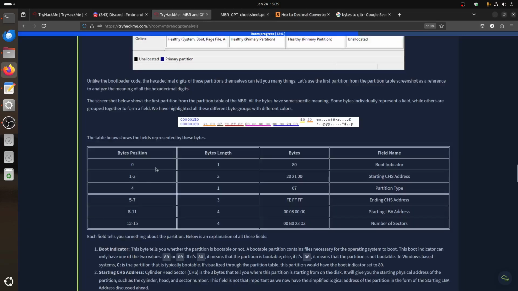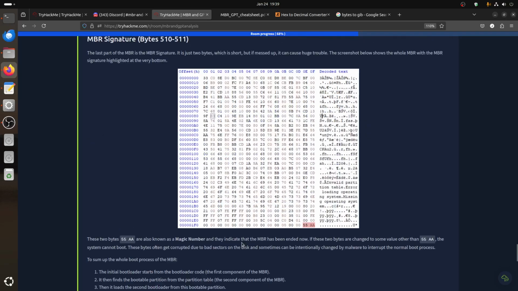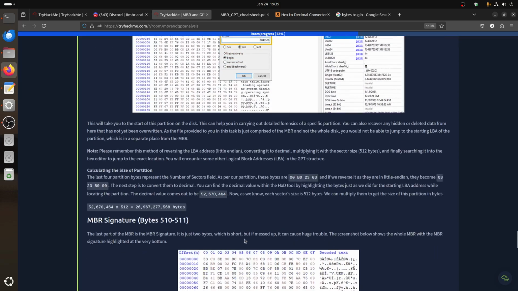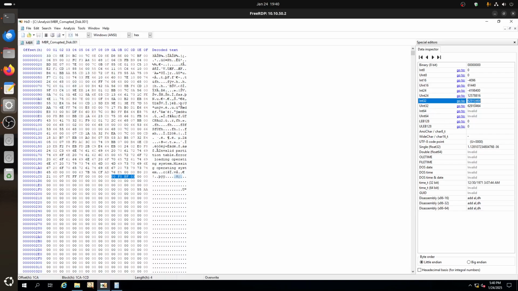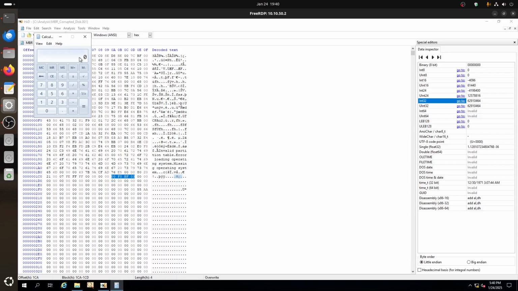And then what we do is multiply by 512. Is this calculator the problem? I can't blame the calculator, guys, but copy. Don't trust Windows. Multiply by 512. Yes, that's correct.